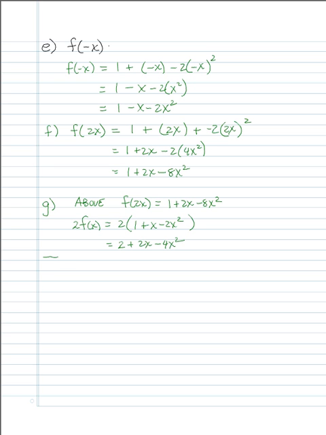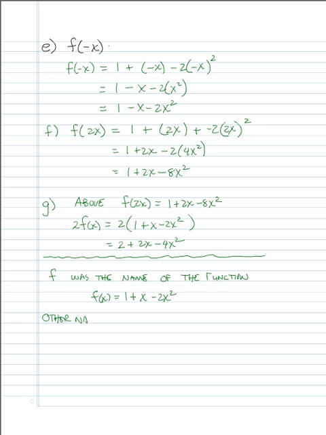Now, let me also point out, f was the name of the function. And remember, we said f of x is 1 plus x minus 2x squared. Now, other names are usually, not always, but are usually done by lowercase letters.